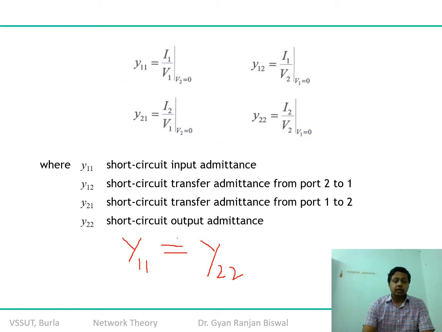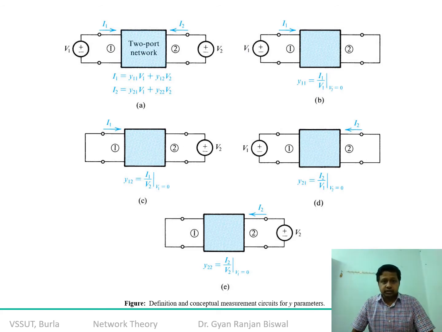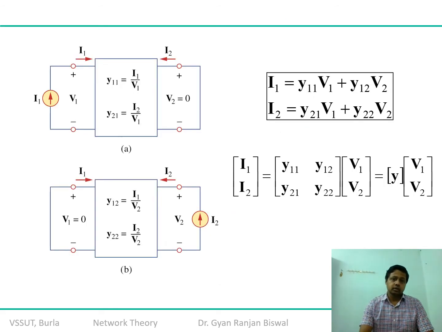Similarly, if Y12, that is the reverse transfer admittance, is equal to Y21, that is the forward transfer admittance, then the circuit satisfies the condition of reciprocity, that is, the circuit is reciprocal. So let us proceed. This presentation serves all the purposes of what we have discussed. Then accordingly you work it out. The diagram is referred from the book of Valkenburg.